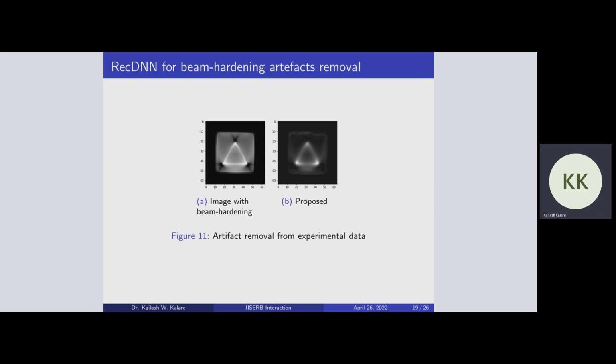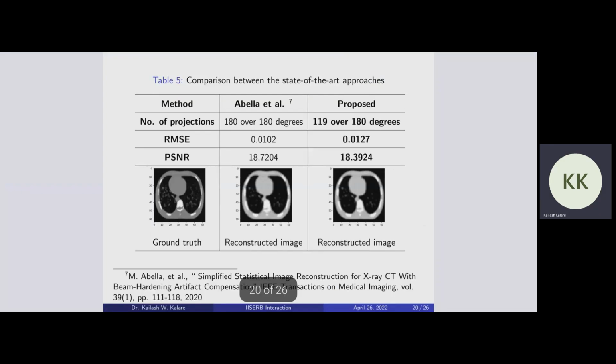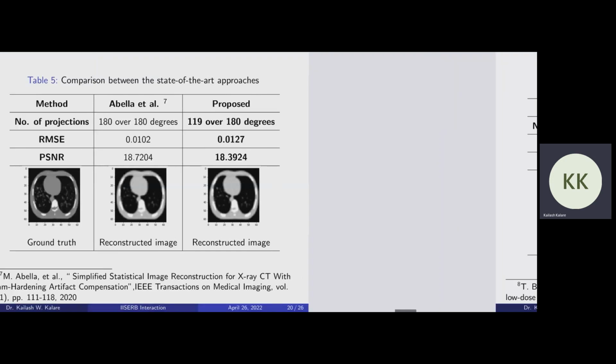In this case also we have used different types of state of the art approaches, and we have reconstructed the images using less view projection data. So we can see here that this MABEL approach is taking 180 projections over 180 degrees. However, we are able to get a reconstructed image similar to this in 119 degrees.